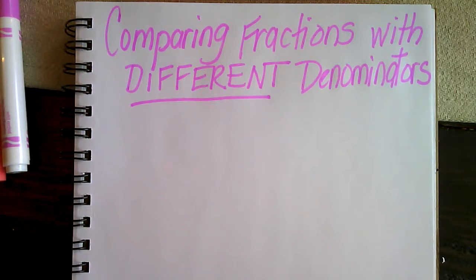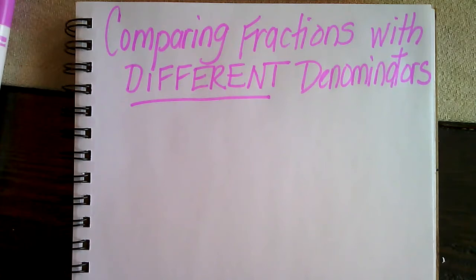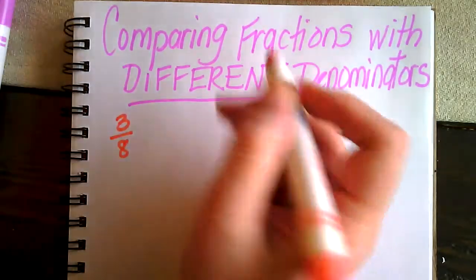You were comparing fractions with the same denominator. Today we're going to change things just a little bit and we're going to compare fractions with different denominators. Let's start with the first example. Let's compare 3/8 and 3/4.